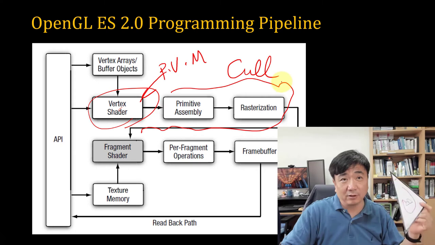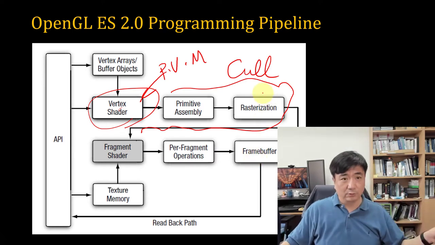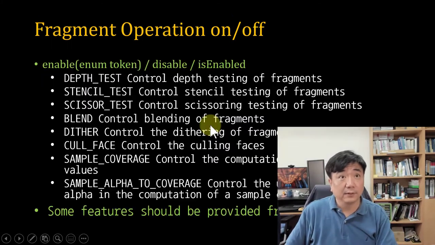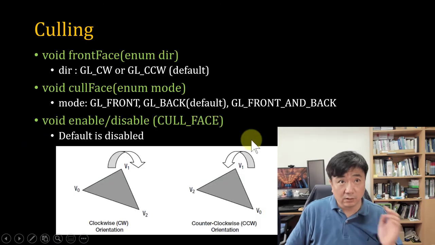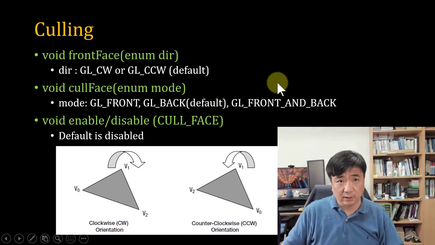If the culling test fails, then we don't have to process the fragment shader or the fragment operation. So we don't have to write the result to the frame buffer because it is not drawn. In culling, we can set a parameter for what is the front face and what is the cull face. The default is that counterclockwise is the front face, and GL back is the culling face.